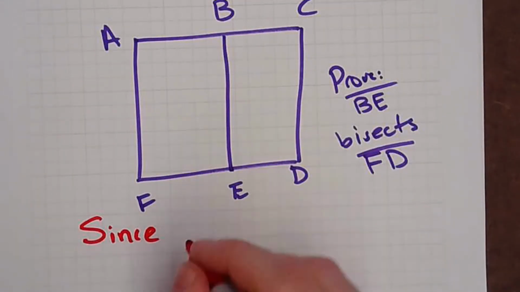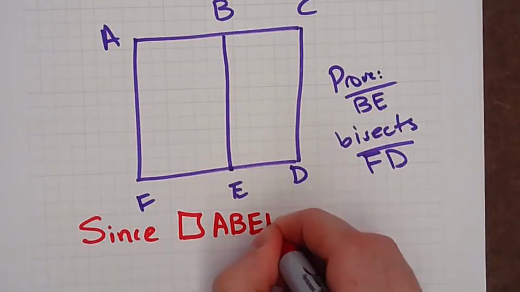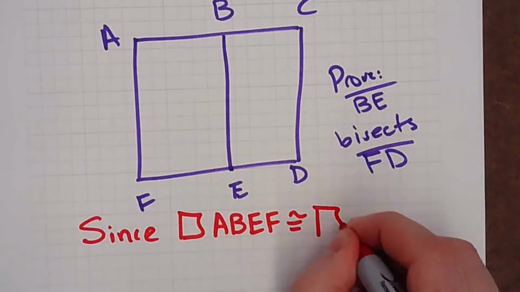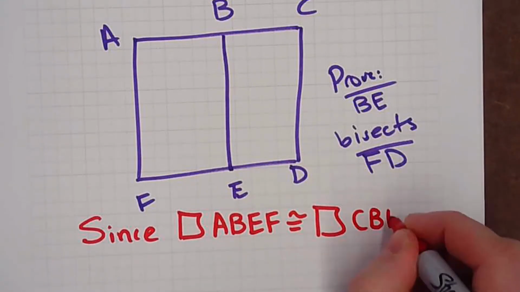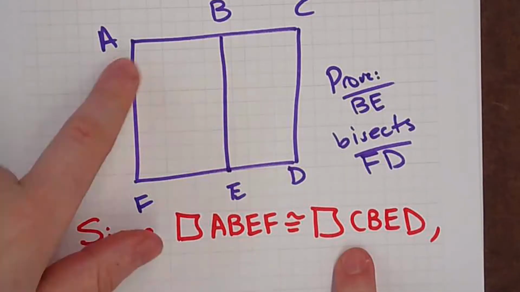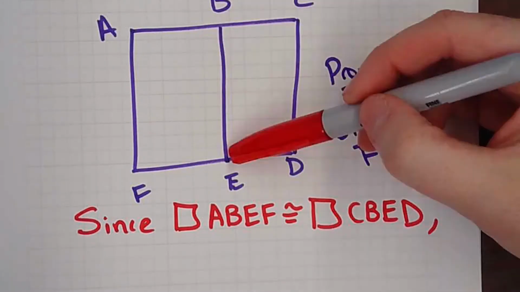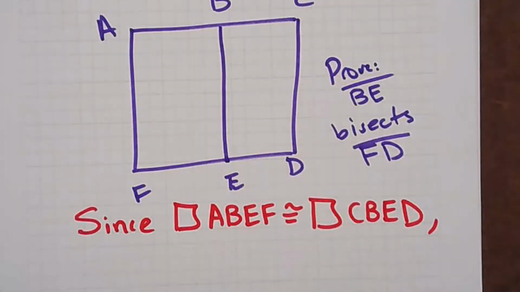Since rectangle ABEF is congruent to rectangle CBED. There's your start, okay? I gave you that these two rectangles are congruent. Use that to prove that BE bisects FD. Try that now.